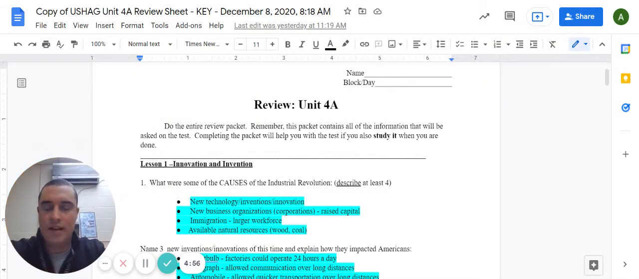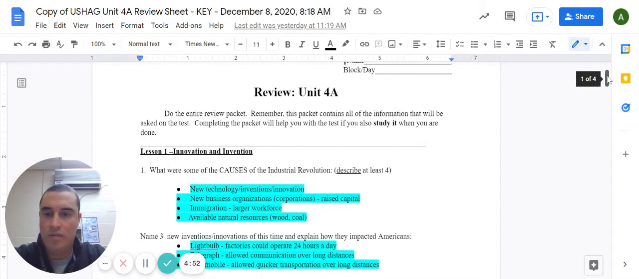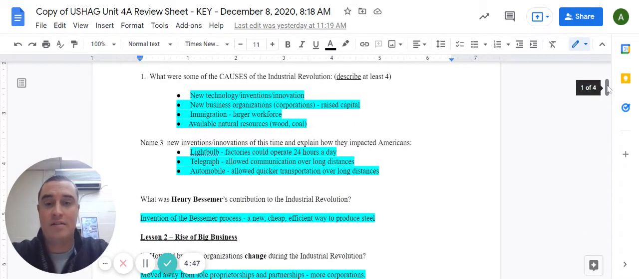All right, so we are taking a look at the Unit 4A review sheet. So the first section is on invention and innovation. So number one, what were some of the causes of the Industrial Revolution? We'll talk about four of them here.